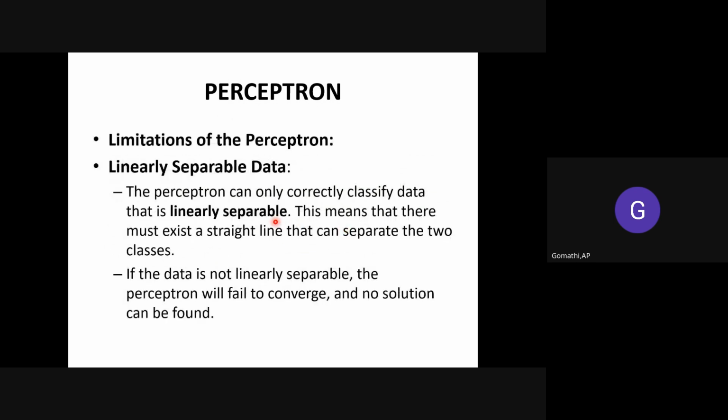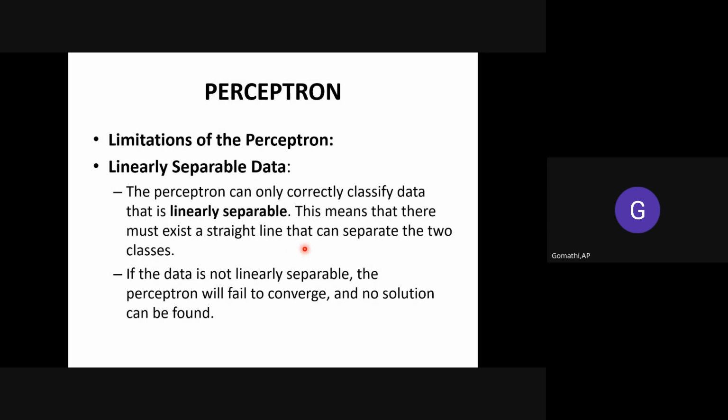Now we will see the limitations of the perceptron. It works on linearly separable data. The perceptron can only correctly classify data that is linearly separable. This means there must exist a straight line that can separate the two classes. To distinguish class A and class B, we should be able to draw a straight line. That is linear separability. Class A denotes the output value 1.